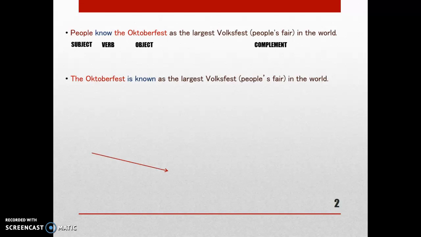So what has happened? The second sentence contains exactly the same information, but the order has been changed. It has been modified. So what we can see is that the object from the original sentence has become the subject of the new sentence. Then we have the verb, which remains as the second element of the sentence, but with some slight changes.